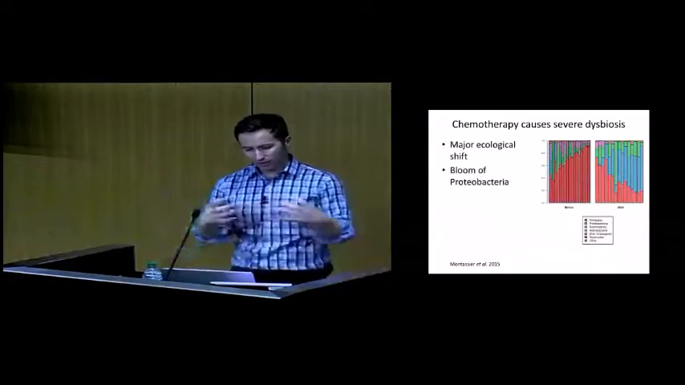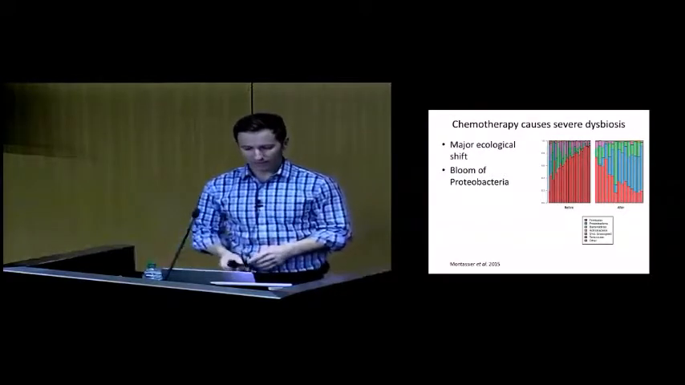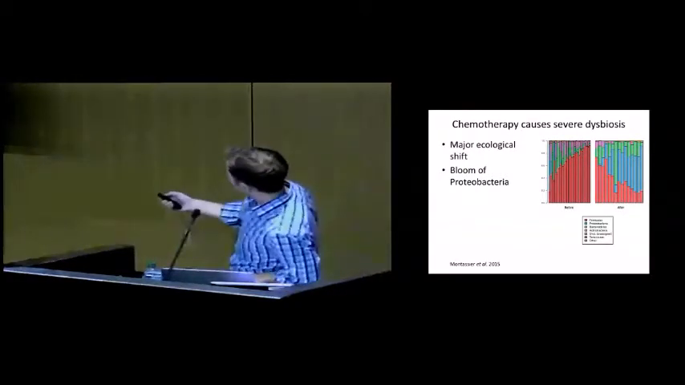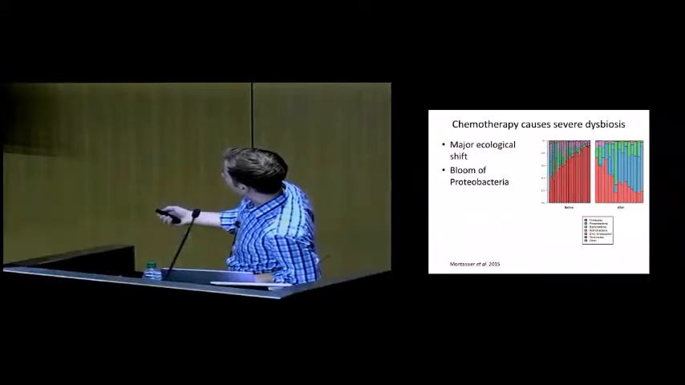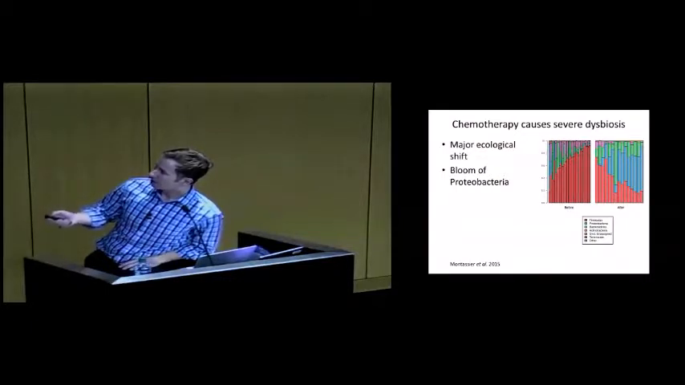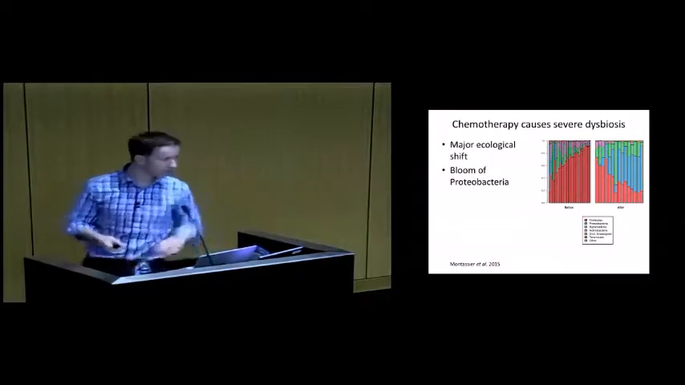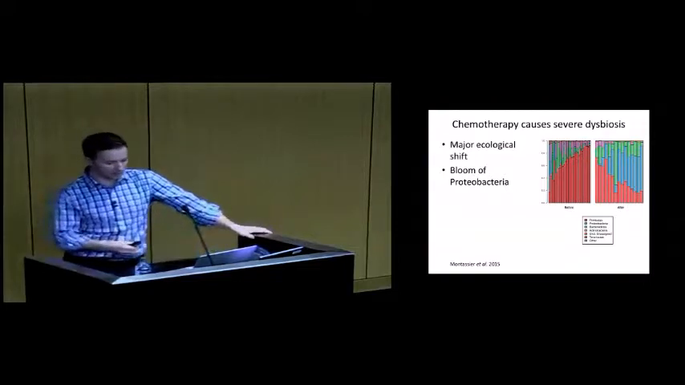And so it's kind of a broad ecological shift. We also see a bloom of Proteobacteria. So these are the mixtures at the phylum level of different phyla in each patient. So each patient is a column here. And then these are patients before. You can see that they're dominated by this phylum Firmicutes. After, they get this massive bloom on average in Proteobacteria, which tend to be kind of inflammation-related microbes.